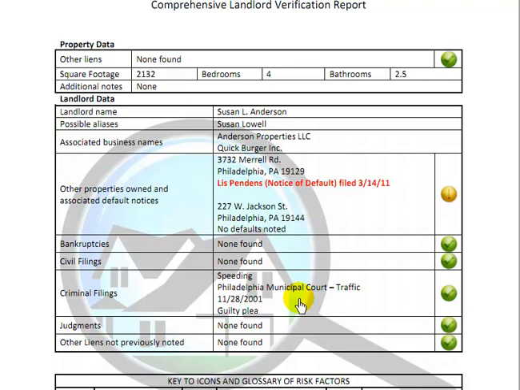But what if a violent crime showed up? This landlord is going to have a key to your home. Would you want someone with a violent criminal past or drug arrests, things of that sort, to have a key to your house? Probably not. So we will note anything like that for you. Any other judgments that we find, other liens that we find here, there were no issues.